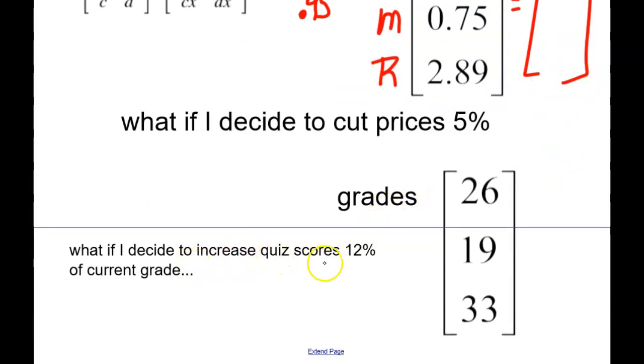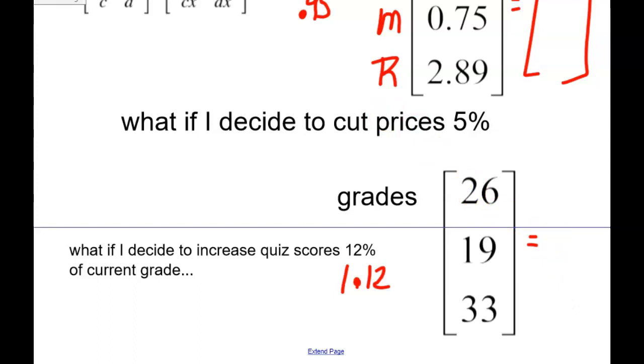Here's another one. What if I said I'm going to bump everybody's grade 12%? So these were the grades, and I said I'm going to bump you all up 12%. So I could multiply by 12 and add it on, but I could also say I'm going to give you all of this score plus another 12%. So what percent would that be? 112%. So that 1.12 I could multiply by, and that would be your new score, okay?